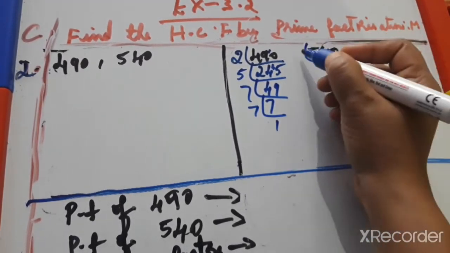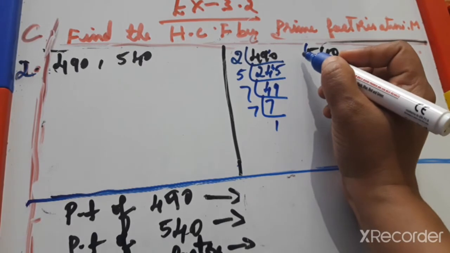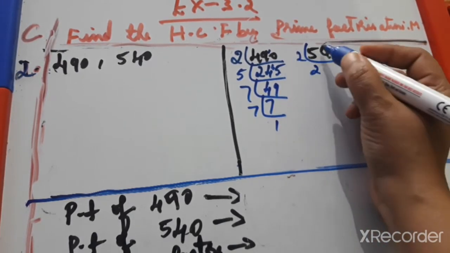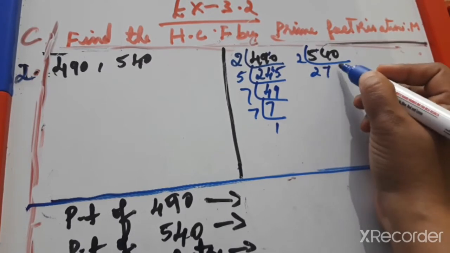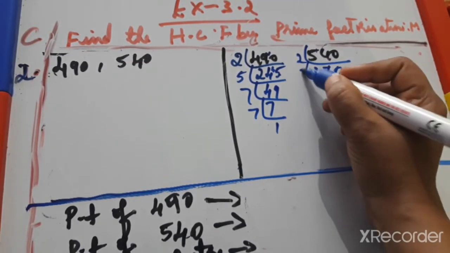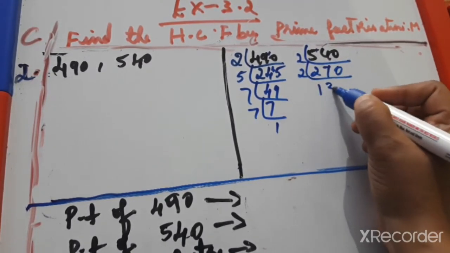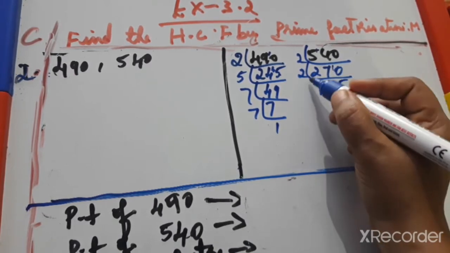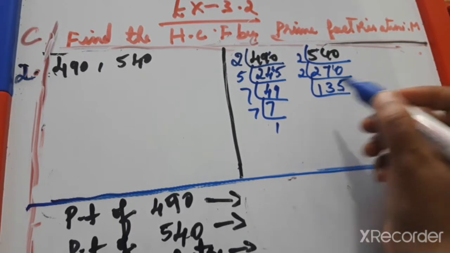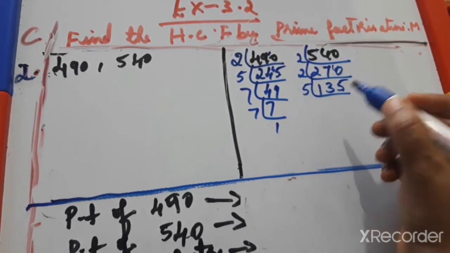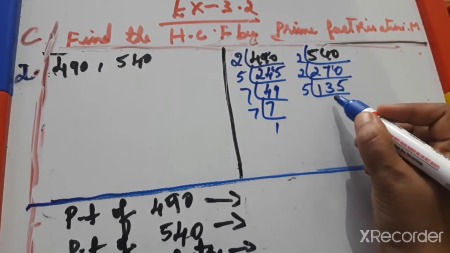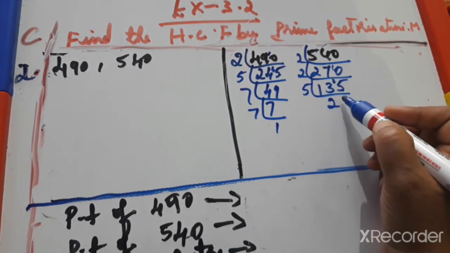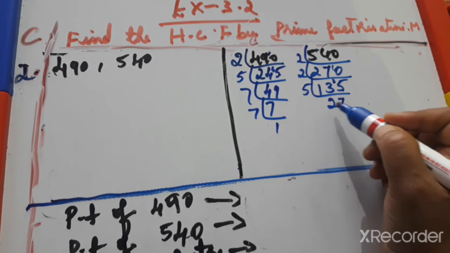Here, the last number is 0, so it will multiply with 10, 5 or 2. 2 2s are 4, 1 carry, 2 7s are 14, 0. Again 2, 2 1s are 2, 2 3s are 6, 1 carry, 2 5s are 10. The last digit is 5, so it will multiply with the 5 ones tables. So 5 is outside and 5 is a prime number. 5 2s are 10, 3 carry, 5 6s are 30, 5 7s are 35.